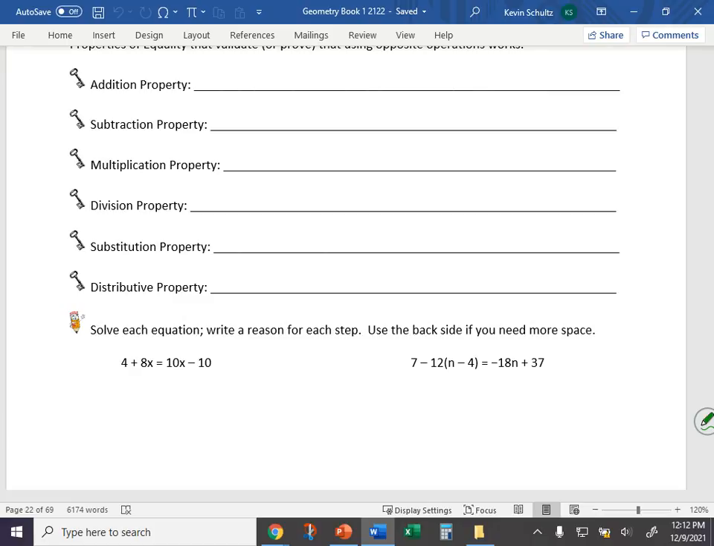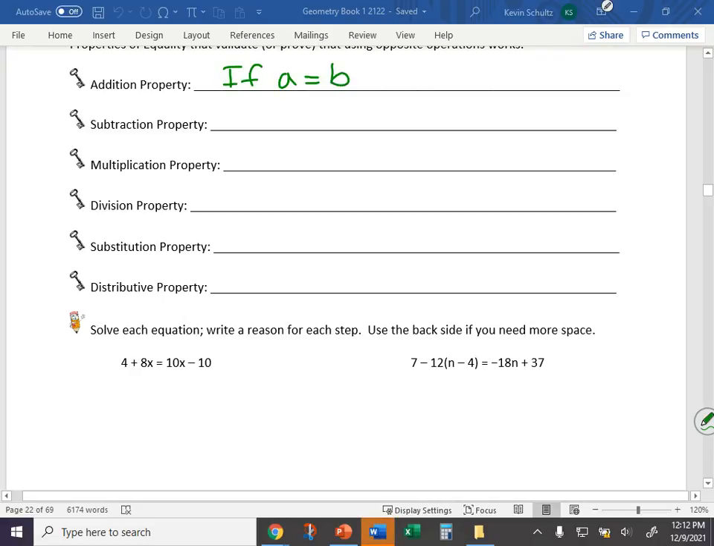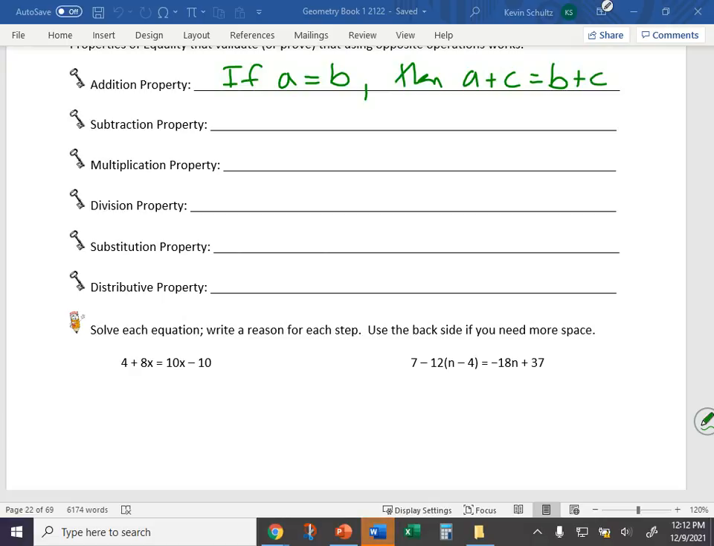So the addition property says that if A equals B, then A plus C equals B plus C. If A equals B, then A plus C equals B plus C. What is this saying? A lot of variables here. Okay, we're kind of moving to the abstract thinking here.